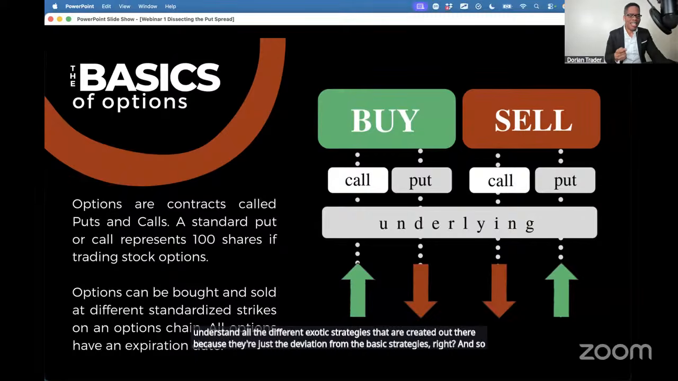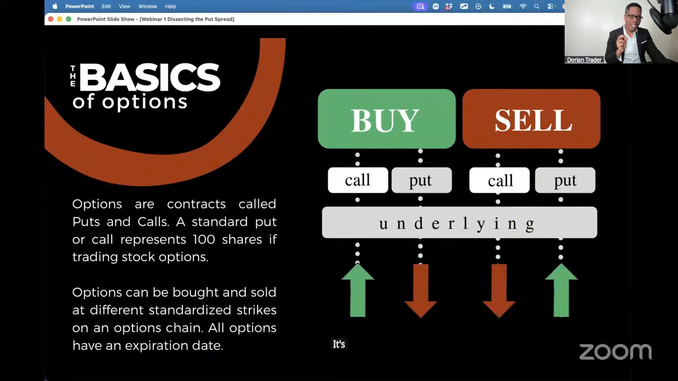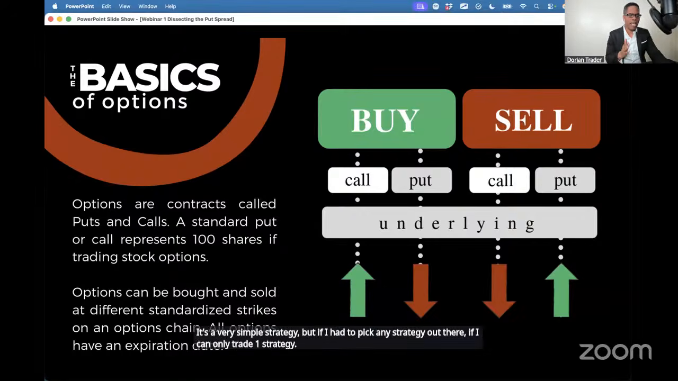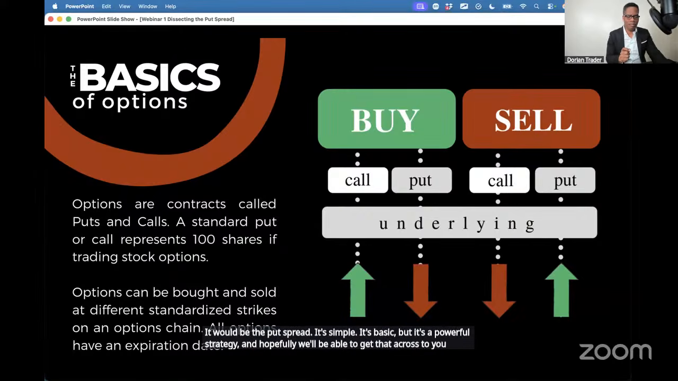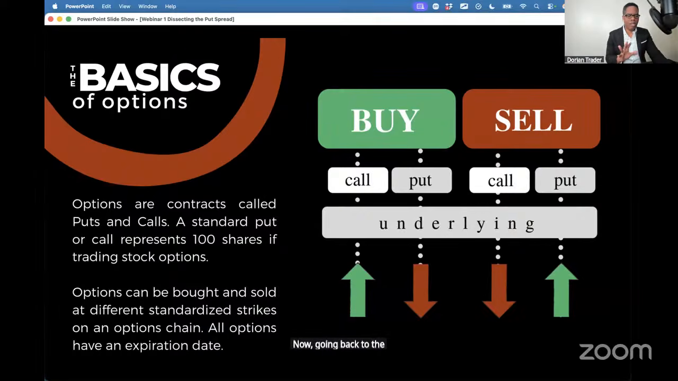And so here with this, dissecting the put spread, that is a basic strategy. It's a very simple strategy, but if I could only trade one strategy, it would be the put spread. It's simple, it's basic, but it's a powerful strategy, and hopefully we'll be able to get that across to you this evening. Now, going back to the first pillar, what is a call and a put?